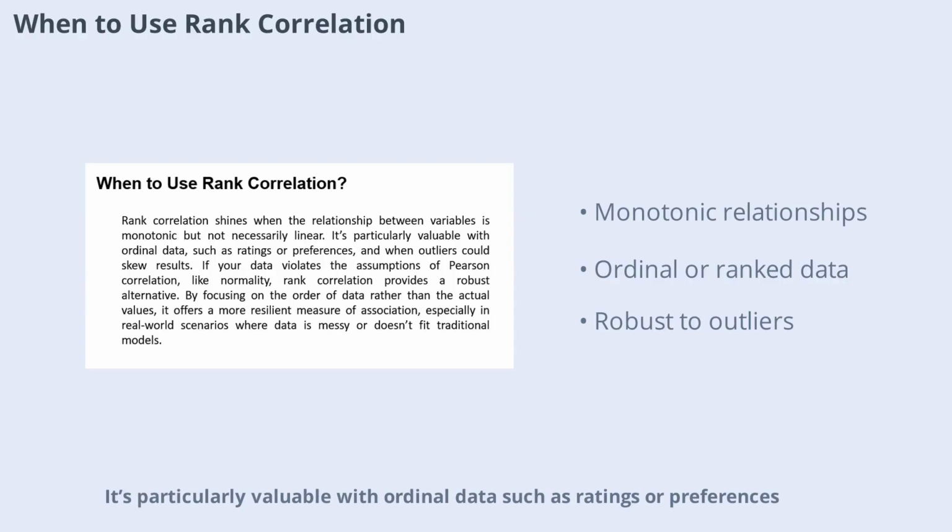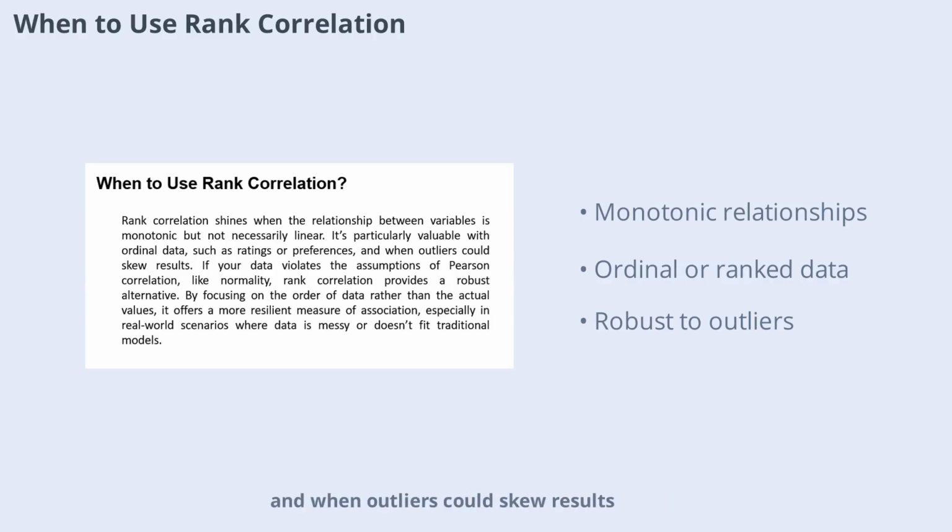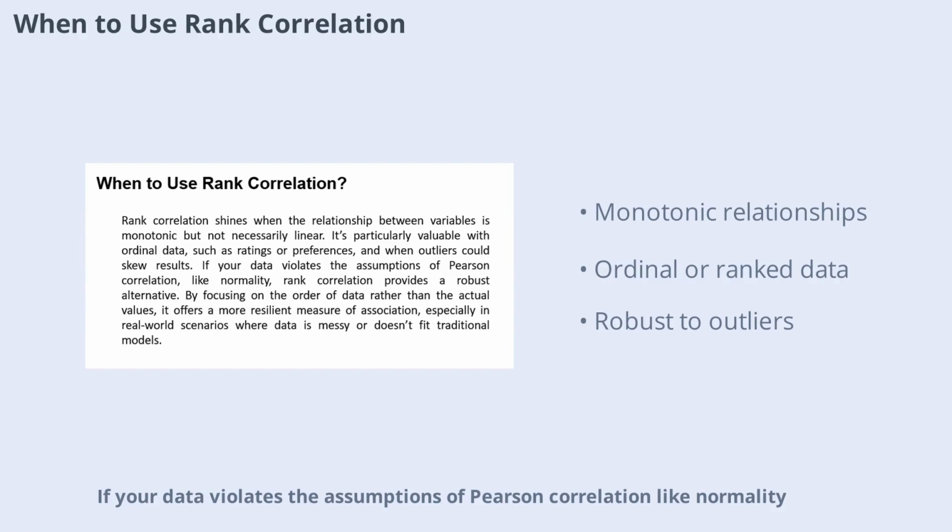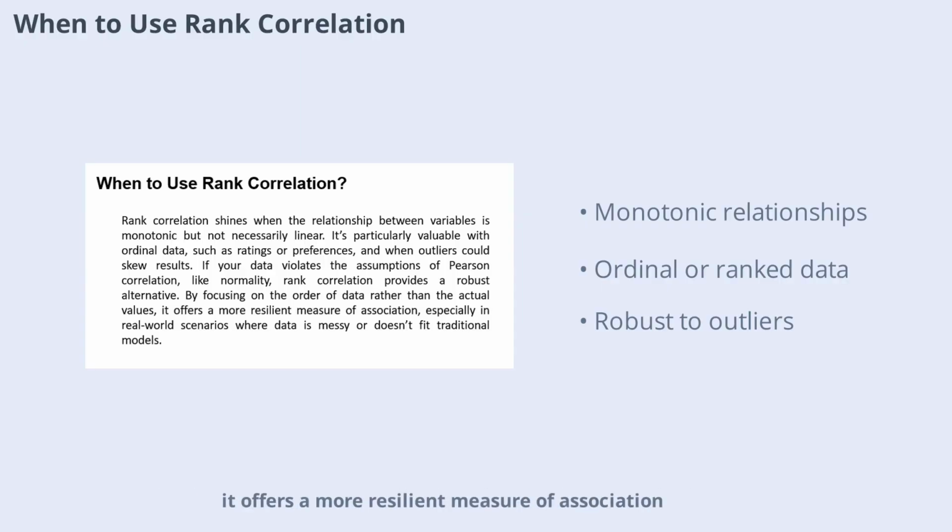Rank correlation shines when the relationship between variables is monotonic but not necessarily linear. It's particularly valuable with ordinal data, such as ratings or preferences, and when outliers could skew results. If your data violates the assumptions of Pearson correlation, like normality, rank correlation provides a robust alternative. By focusing on the order of data rather than the actual values, it offers a more resilient measure of association, especially in real-world scenarios where data is messy or doesn't fit traditional models.